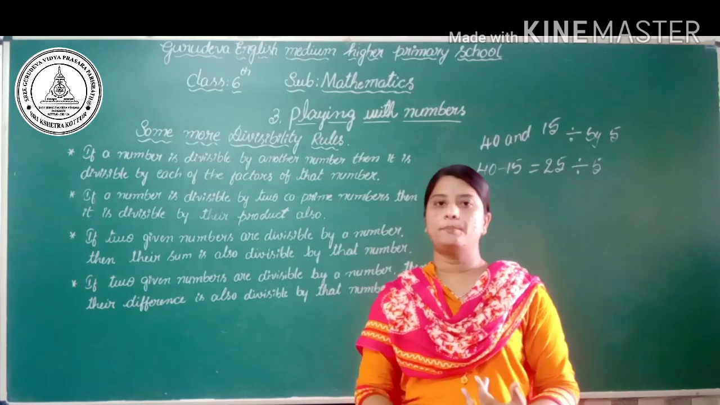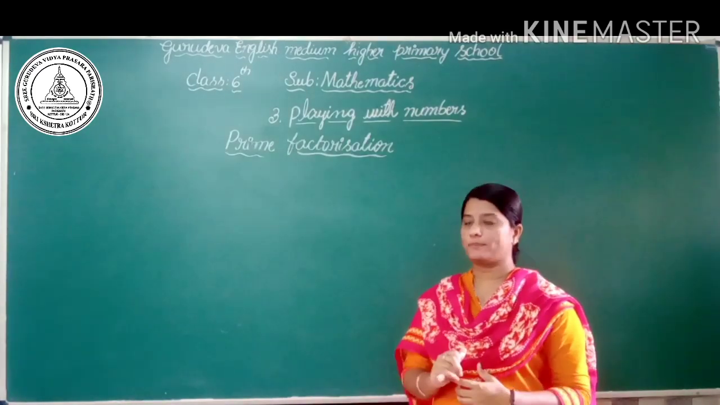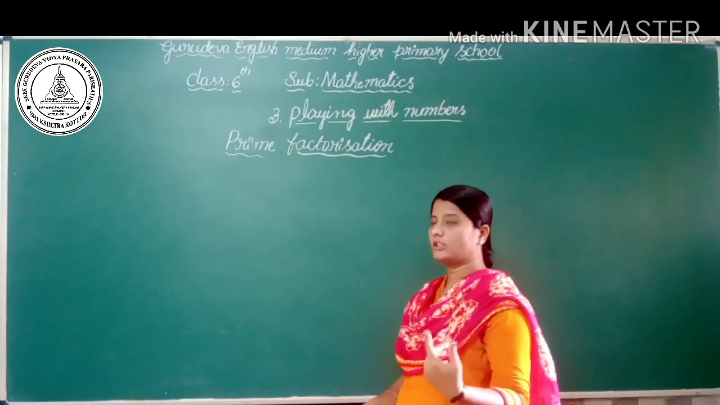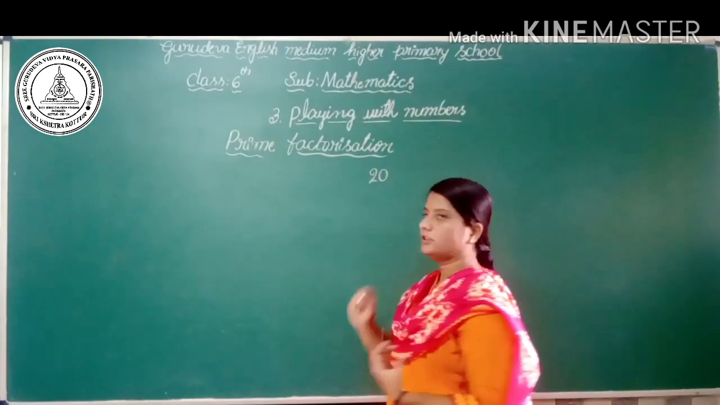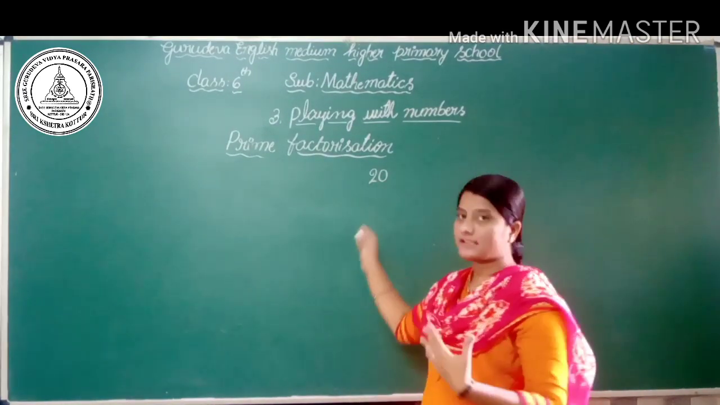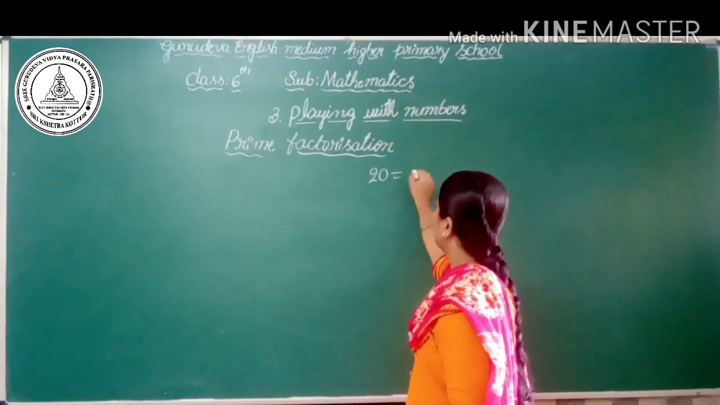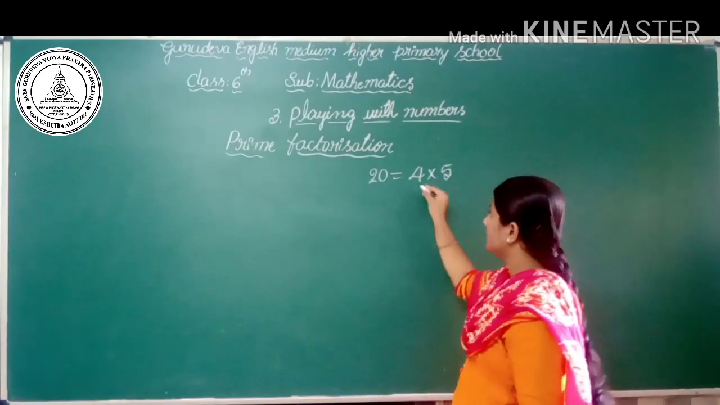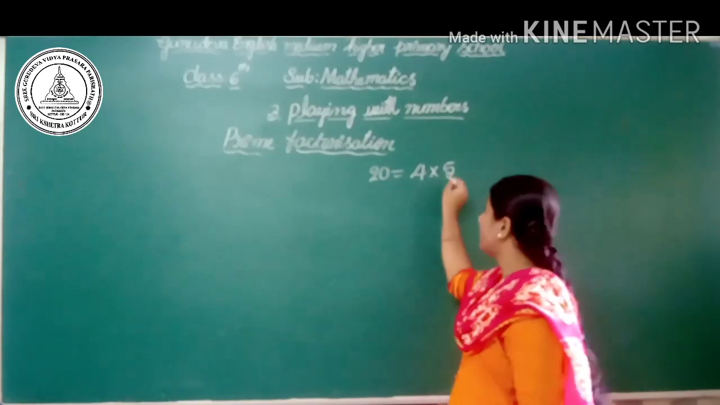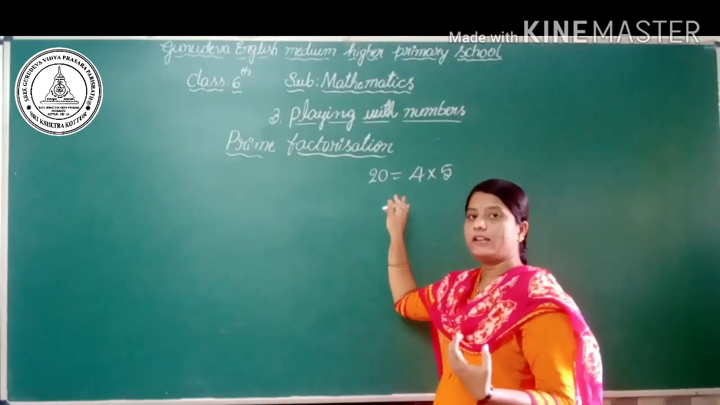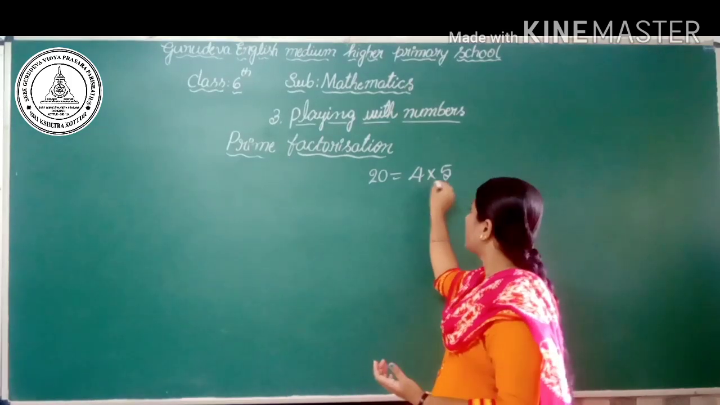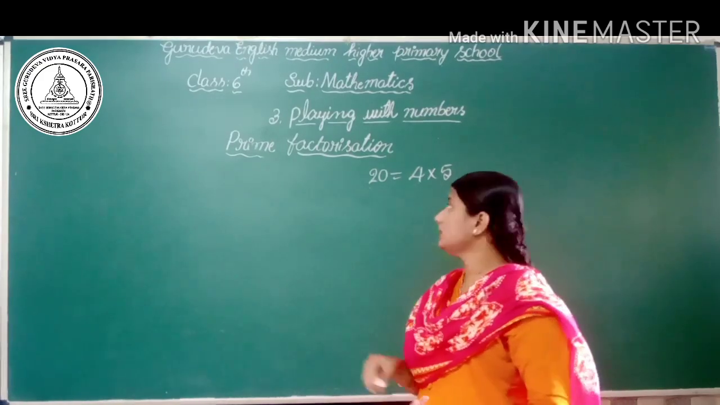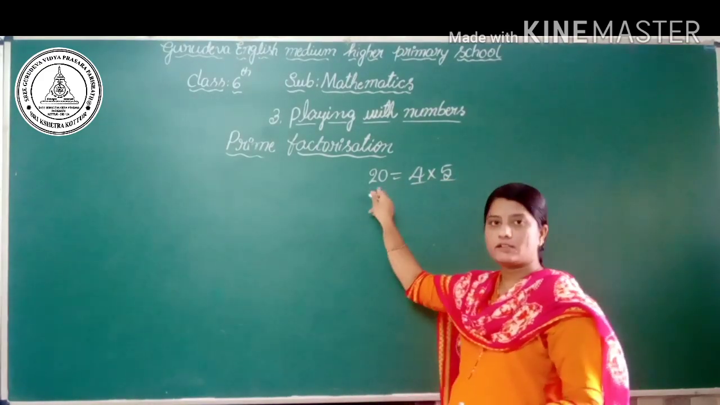Yes, let's go to prime factorization. The next concept is prime factorization. Okay. Yes, for example, I will take one number, that is 20. So I can express this 20 as 4 times 5, which is 20. Yes, here 4 is a factor of 20 and 5 is also a factor of 20. When a number is expressed as the product of its factors, then the number has been factorized. Here 4 and 5 are the factors of 20.